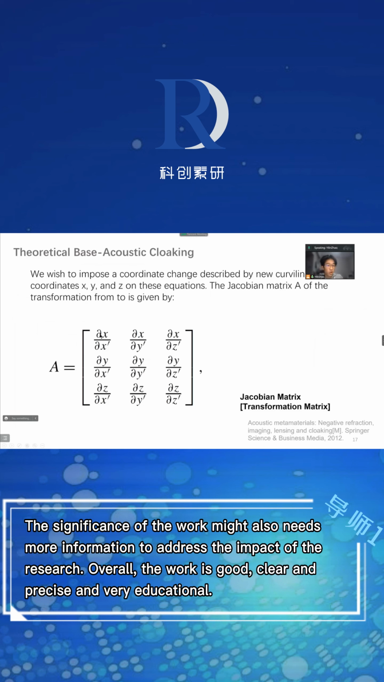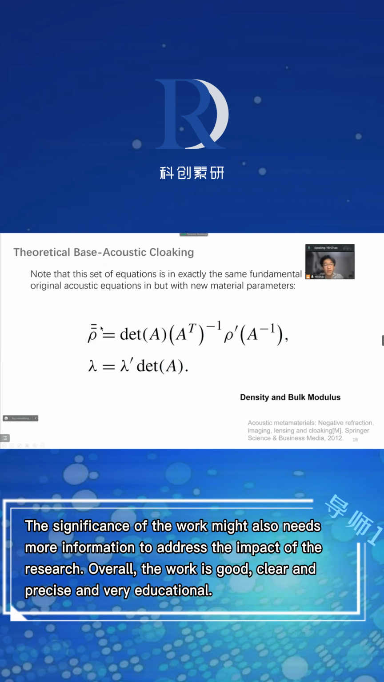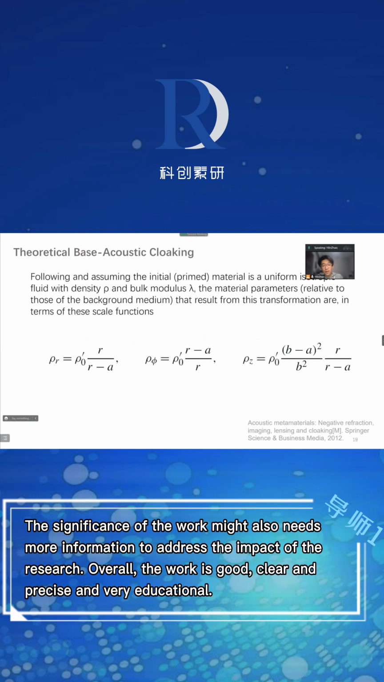It's partial x divided by partial x prime, and we can calculate it from the results we have given in the previous slide. And then the density and the bulk modulus can be specified by rho prime and the transformation matrix. So we have gotten the rho and bulk modulus in this slide. And then if we take all of the data in, we will get the rho r, rho phi, and rho z for the metamaterial.